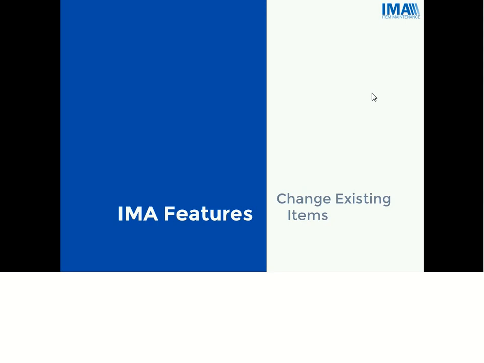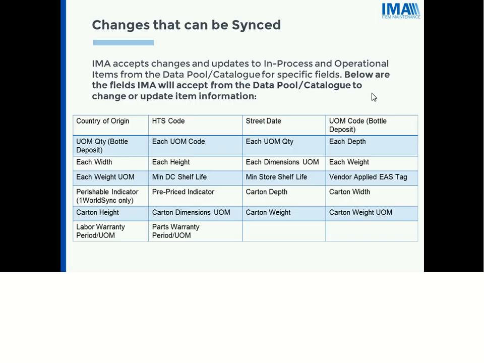Okay, we're going to move on to the Change Existing Items feature, also known as the Changes Grid. There are a lot of changes that can be synced over from your data sync provider if you are a data sync vendor. And IMA accepts changes and updates to in-process and operational items from the data pool catalog for specific fields. This is a list of fields that IMA will accept changes for from your data sync provider.